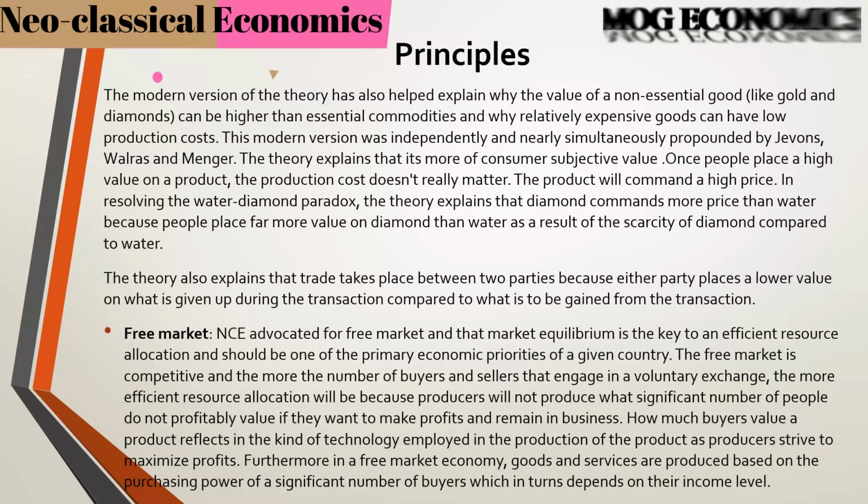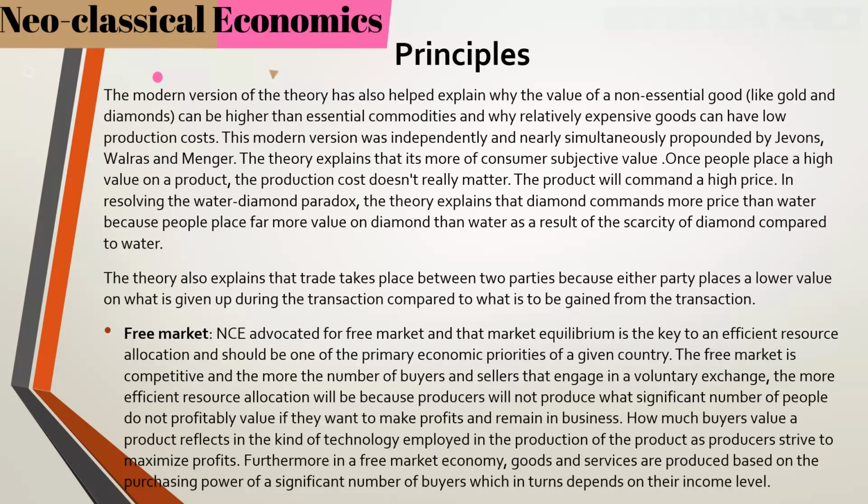Also, in resolving the water-diamond paradox, the theory explains that diamond commands more price than water because people place far more value on diamond than water as a result of the scarcity of diamond compared to water. It's not really labor hours. People just place a high premium on it because it's scarce. You don't get to see it around the way you see water, which you have everywhere. So these are the issues, and I hope you've understood that aspect.